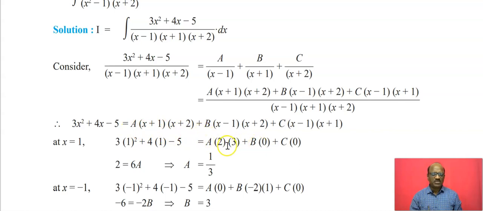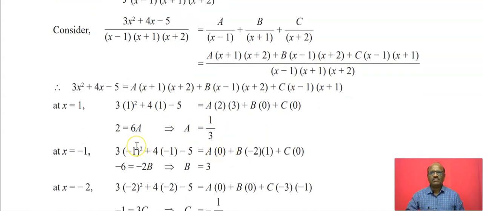And if you perform the multiplication, B and C will be 0. Then here is 6A, and here 3 + 4 is 7, 7 − 5 is 2. A = 2 upon 6, that is 1 by 3. This is the value of A.